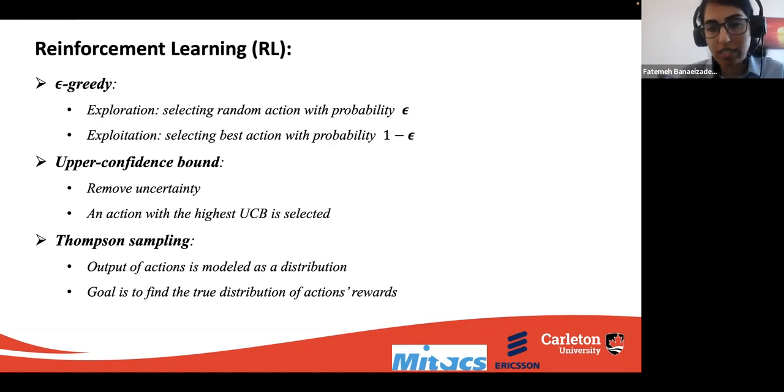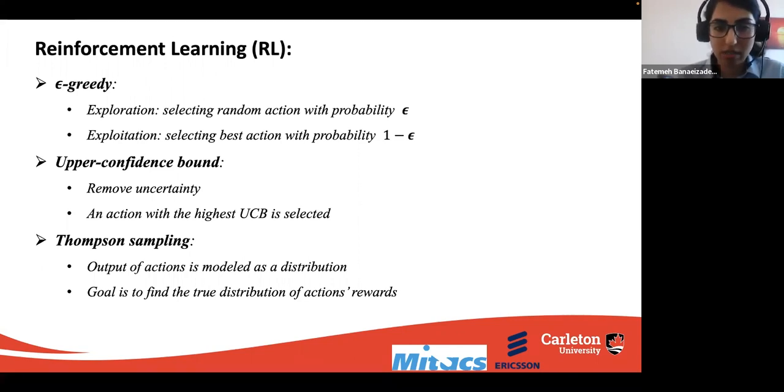For removing this uncertainty, we use upper confidence bound. What is upper confidence bound? At first it will calculate a UCB for each of these slots or actions, and then pull the arm which has the highest value in terms of UCB. It means it will give a chance to other non-best actions to be tried more and remove uncertainty.